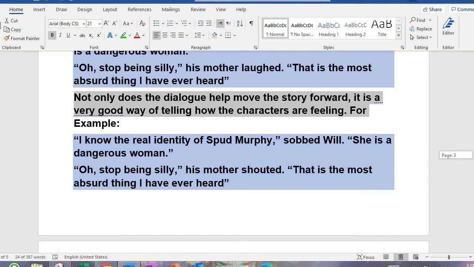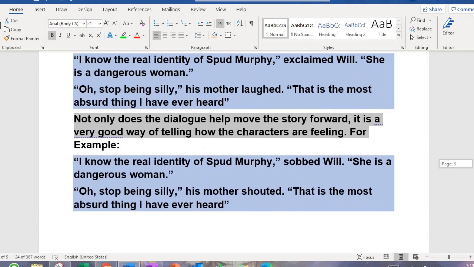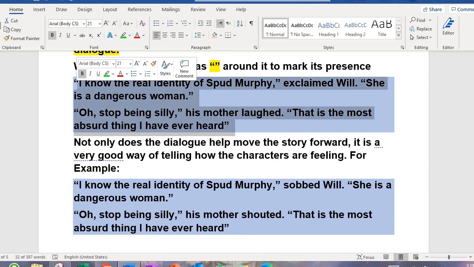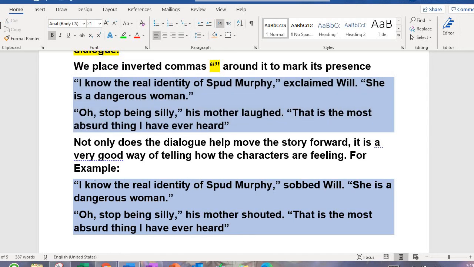For example, now I have changed just 2 words in this entire dialogue, and you can see the entire feeling or the entire mood of the story has changed.